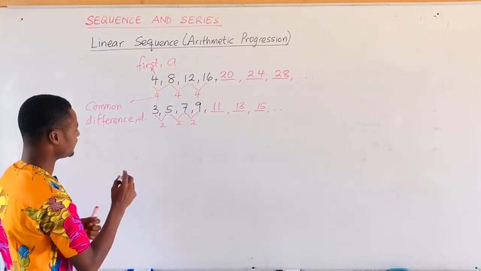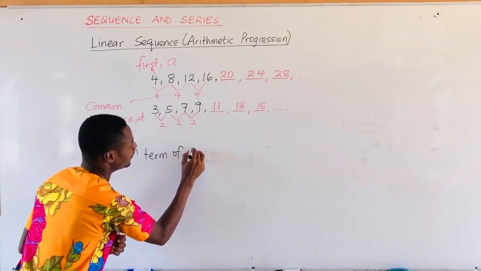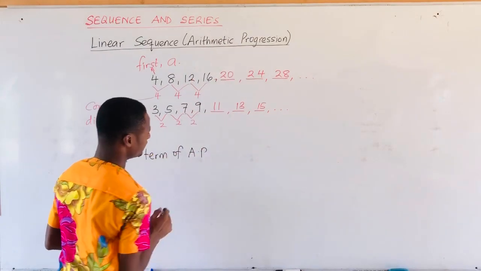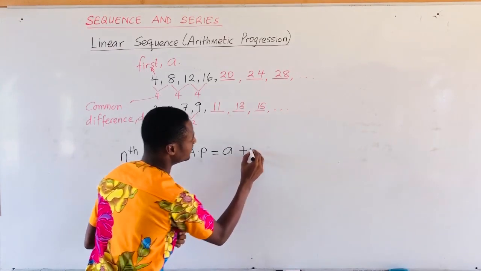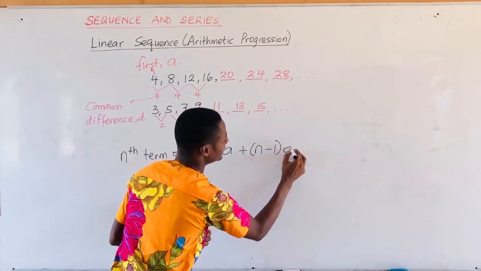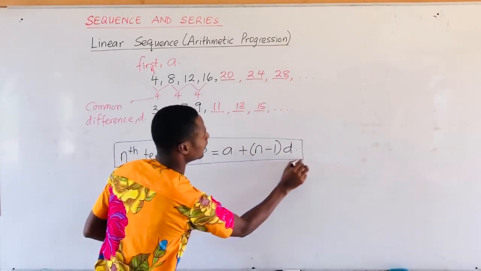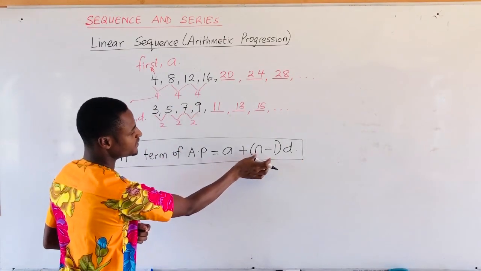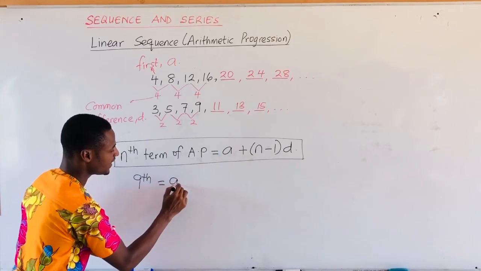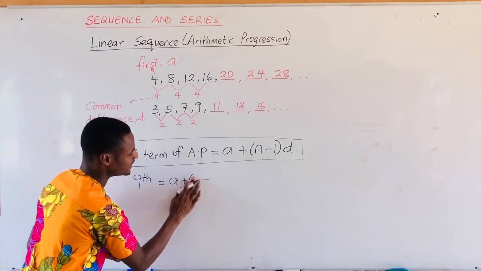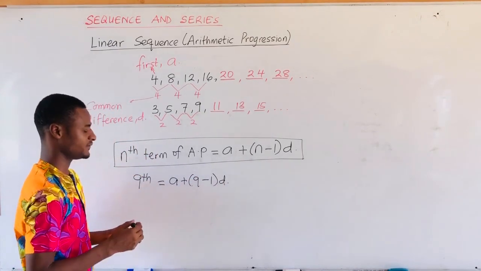Then the general term, which we also call the nth term of AP, representing arithmetic progression, is given by A, which is the first term, plus n minus 1 times the common difference, where n is the number of the term. So n represents the number of the term, so that the ninth term will be equal to A plus 9 minus 1. That is 9, so n is 9 times D.